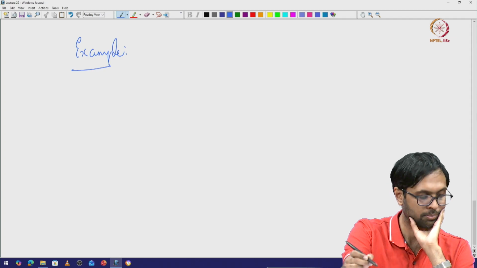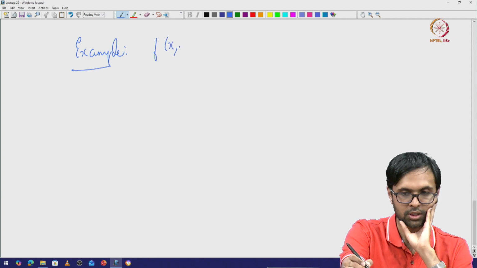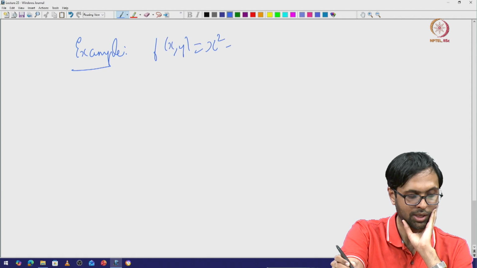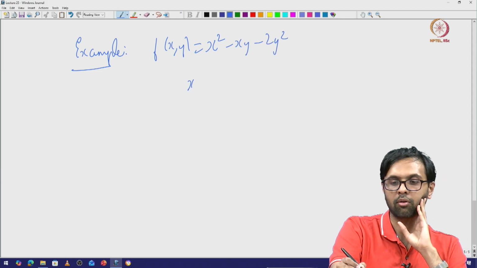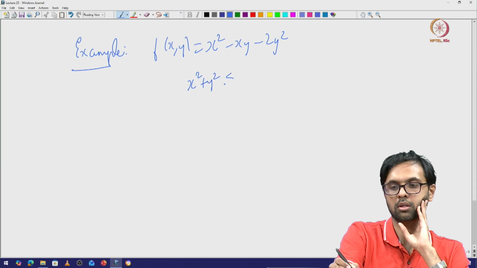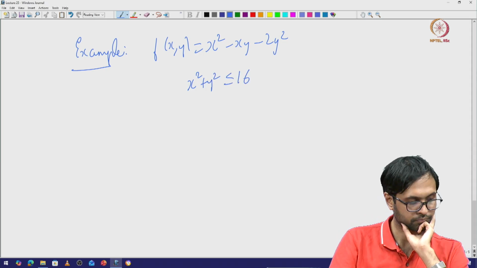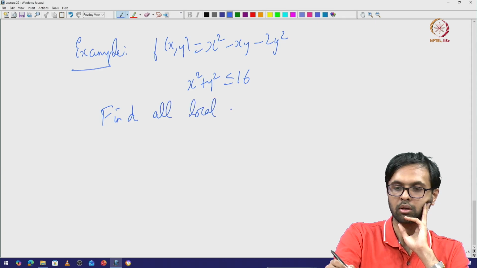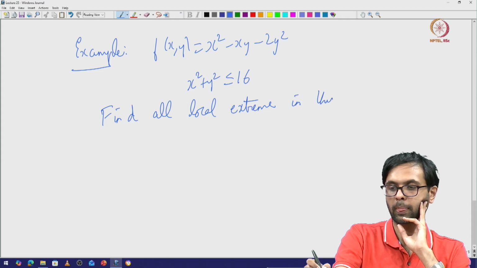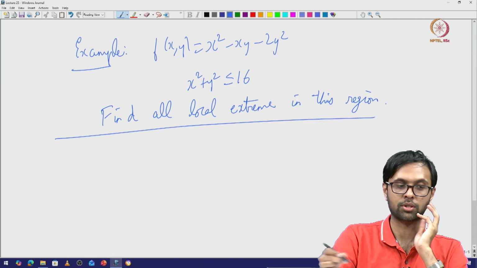So here's an example. Suppose you take f of x, y as x squared minus xy minus 2y squared, and the region of interest is this. Okay. Right. So the question is, find all local extrema in this region. Right. So how does one solve such a problem?